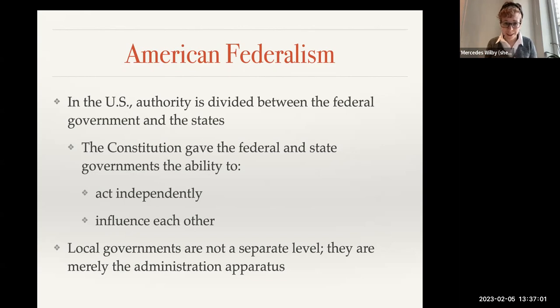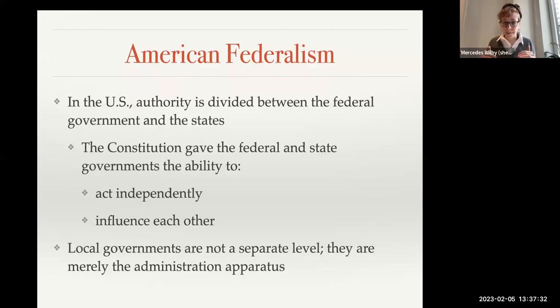Now, American federalism is this idea that authority is divided between a higher level of government and a lower level of government. In this case, between the federal or national government and the state governments. So there are these two levels, and they each hold some power. And the Constitution gives each of these levels a bit of power to act independently and to influence each other.